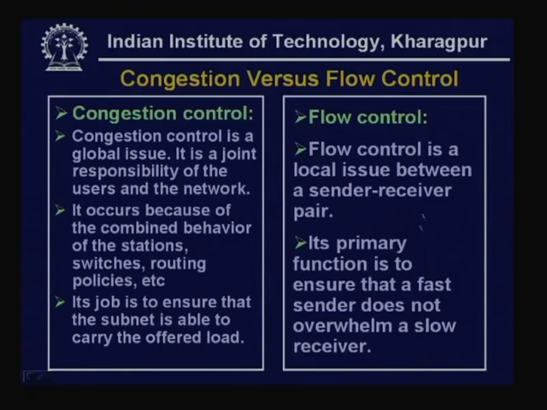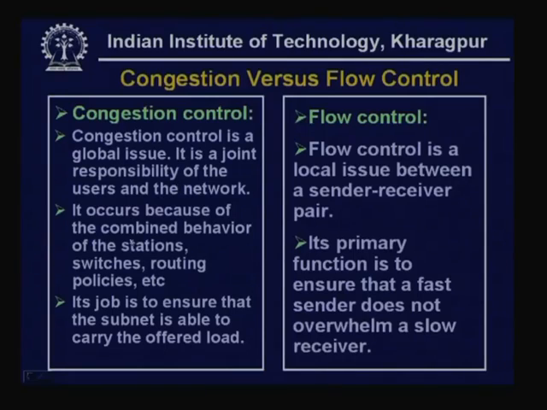As you can see, congestion control is a global issue. It is a joint responsibility of the users and the network. That means, so far as congestion control is concerned, not only the stations, all the nodes, all the stations are responsible for congestion to take place, and it occurs because of the combined behavior of the stations, switches, routing policies and so on. We have already seen when congestion occurs. Its job is to ensure that the subnet is able to carry the offered load.